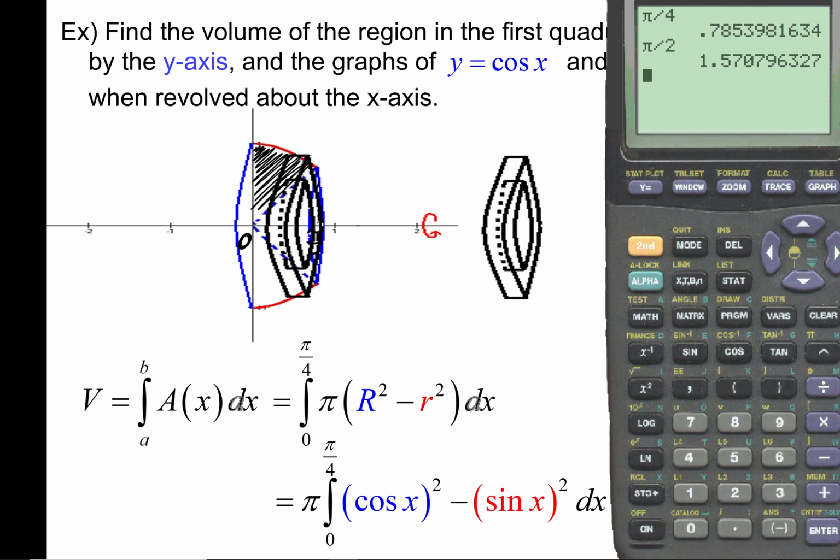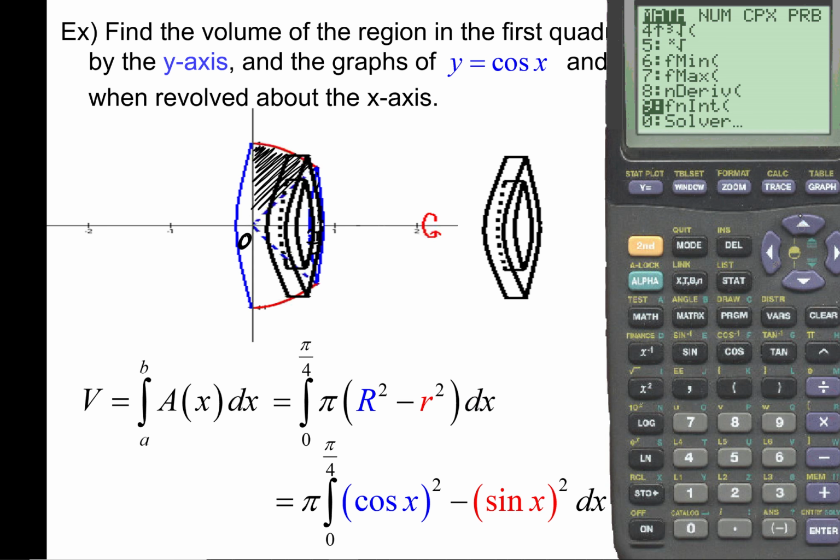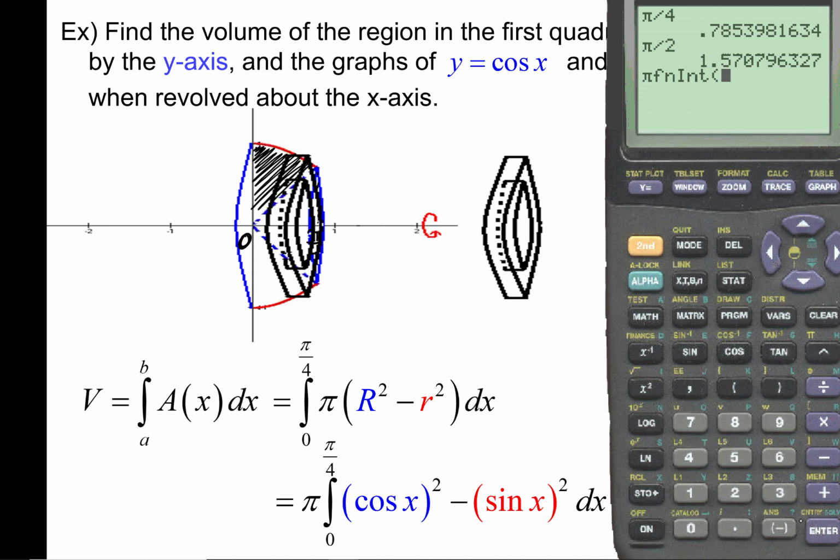Right? But what we're going to do is we're going to go ahead and put in this integral. So we're going to type in pi, and then integral is found under the math feature. Go down to option 9 for finite integral. So pi, finite integral, you can hit times if you like. So like right here, if you want to put a times, you can press second insert and then times if you like. If you want to keep it like that to make it a little bit tidier, it's up to you.